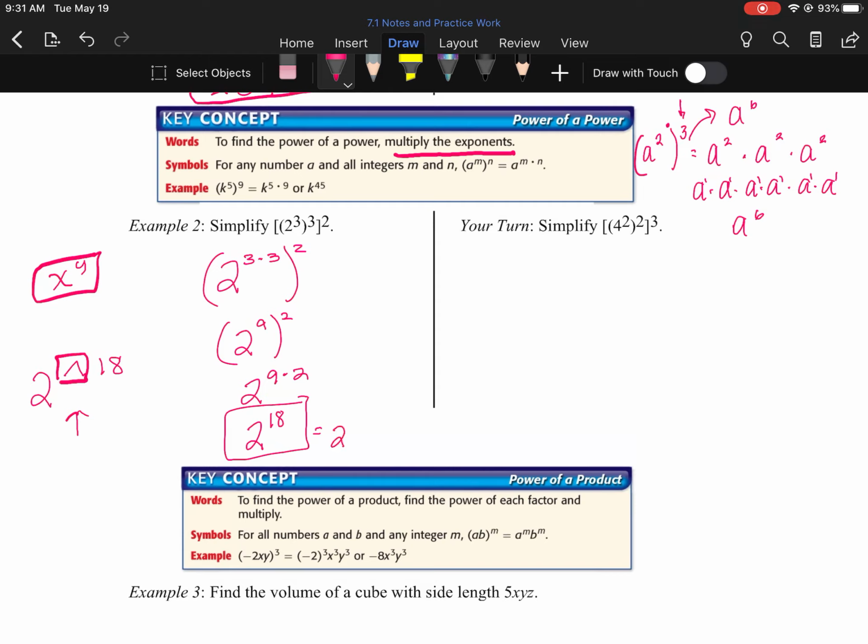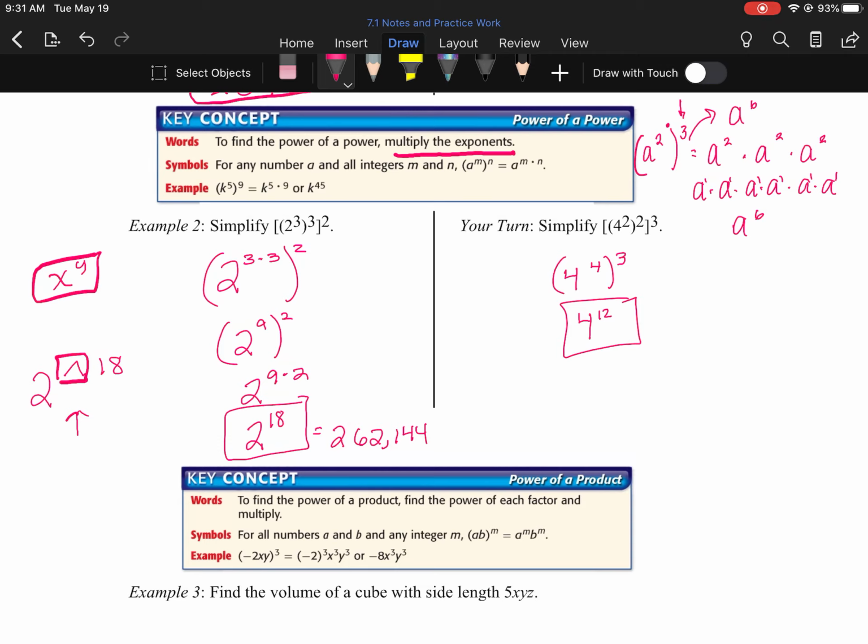It's 262,144. Okay? So take a moment, try the your turn, and then come back. All right, so hopefully you got 4 to the 12th.